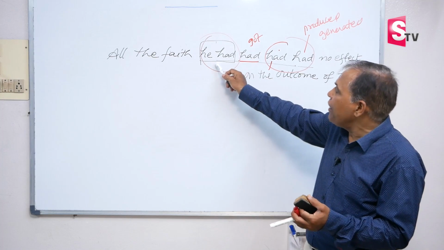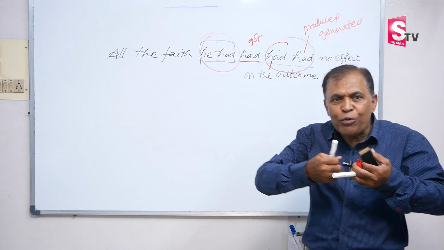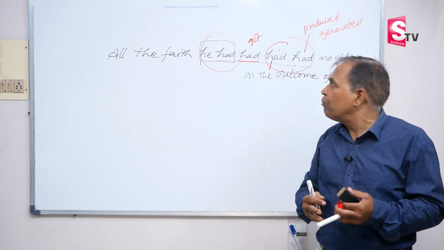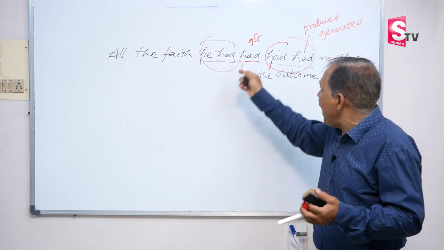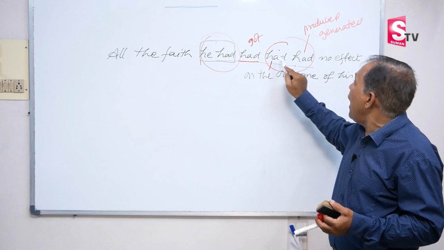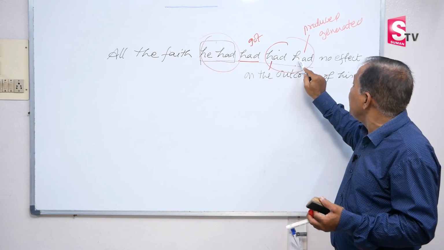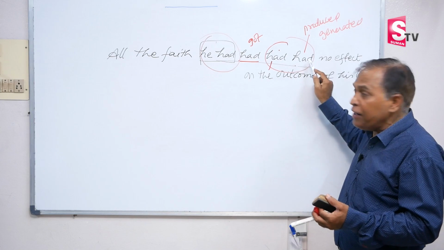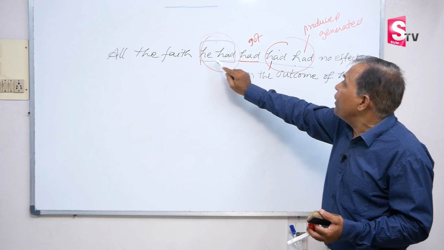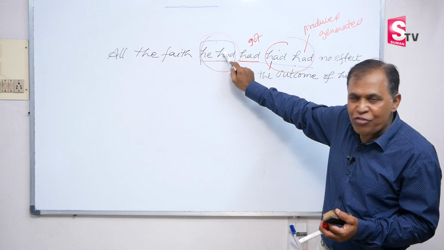had దీన్ని కలిపినప్పుడు కొంచెం సాగదీయాలి. You need to stretch it. he had, హిడ్ అనొద్దు. ఆల్ ద ఫెయిత్ he had all the faith he had added no effect on the outcome of his life. So this had no meaning, it's a helping verb.